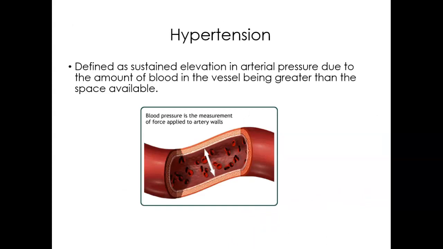So let's discuss hypertension first. Hypertension occurs when the pressure in the arteries is elevated for a long period of time. This is caused by the volume of blood in the vessels being more than what the vessel can hold, or what space is available to hold the volume of blood. The force that is applied to the walls of the arteries is the measurement you get when you take someone's blood pressure. So when you take someone's blood pressure and it's 123/74, those numbers actually represent the amount of pressure or force against the walls of the blood vessels.